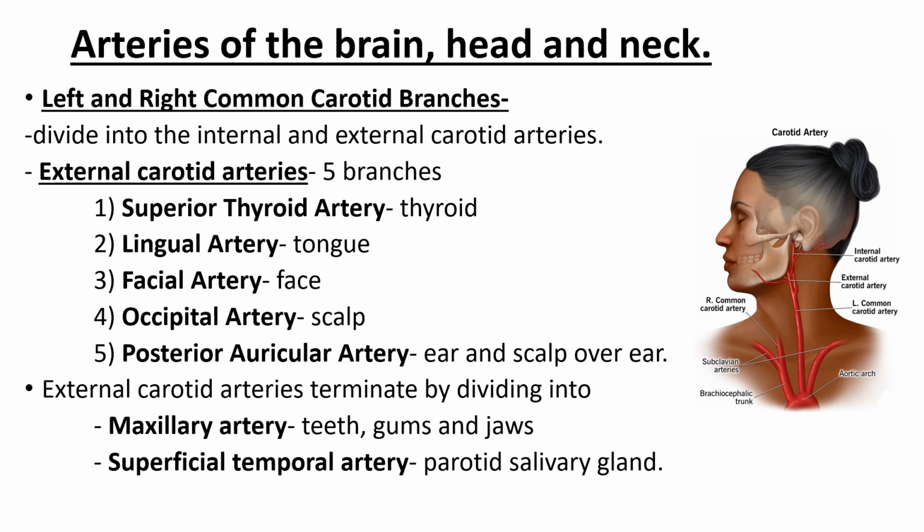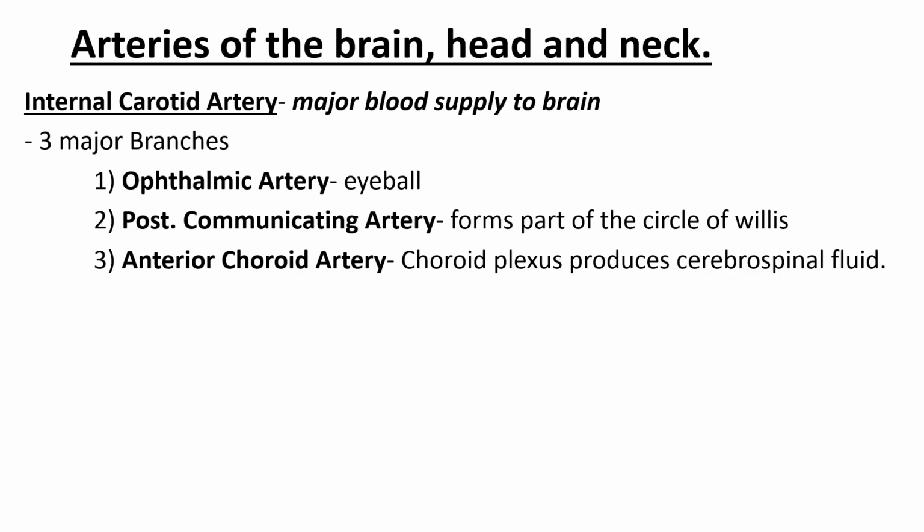And then our external carotid actually terminates by splitting into the maxillary artery, which is going to go to my upper teeth, my gums, and my jaw, and my superficial temporal artery that really goes to the parotid salivary gland. So it's at our temple region, and right under the skin there is where our big major salivary gland is located. So superficial temporal, the parotid salivary gland.